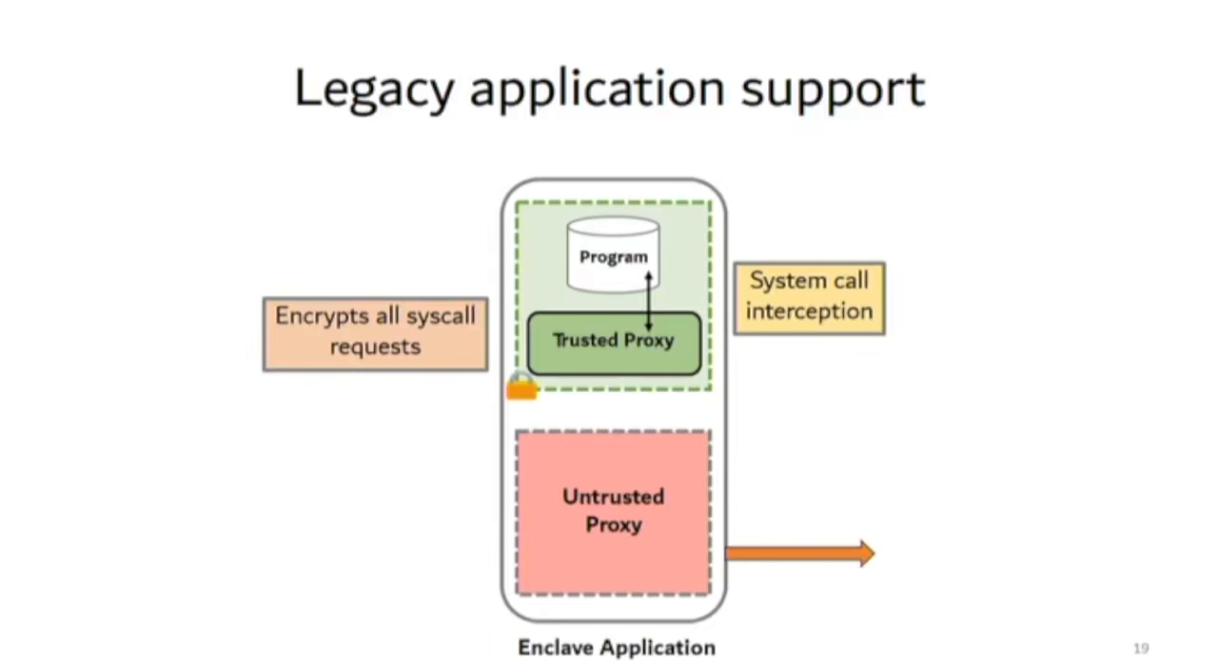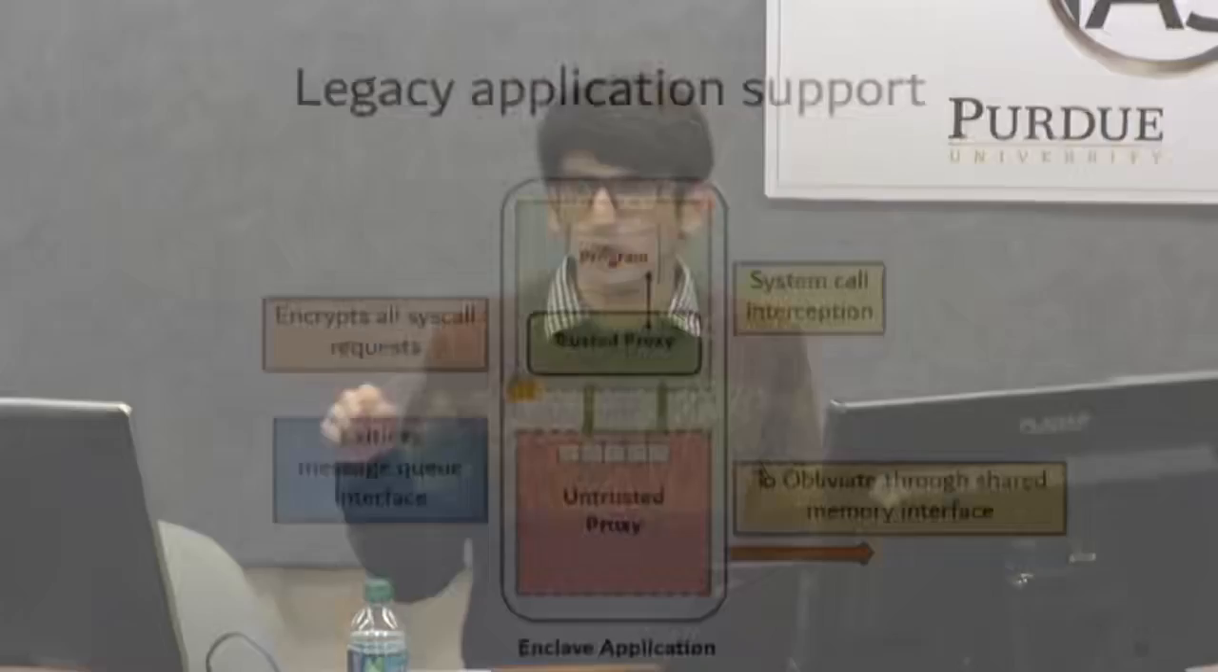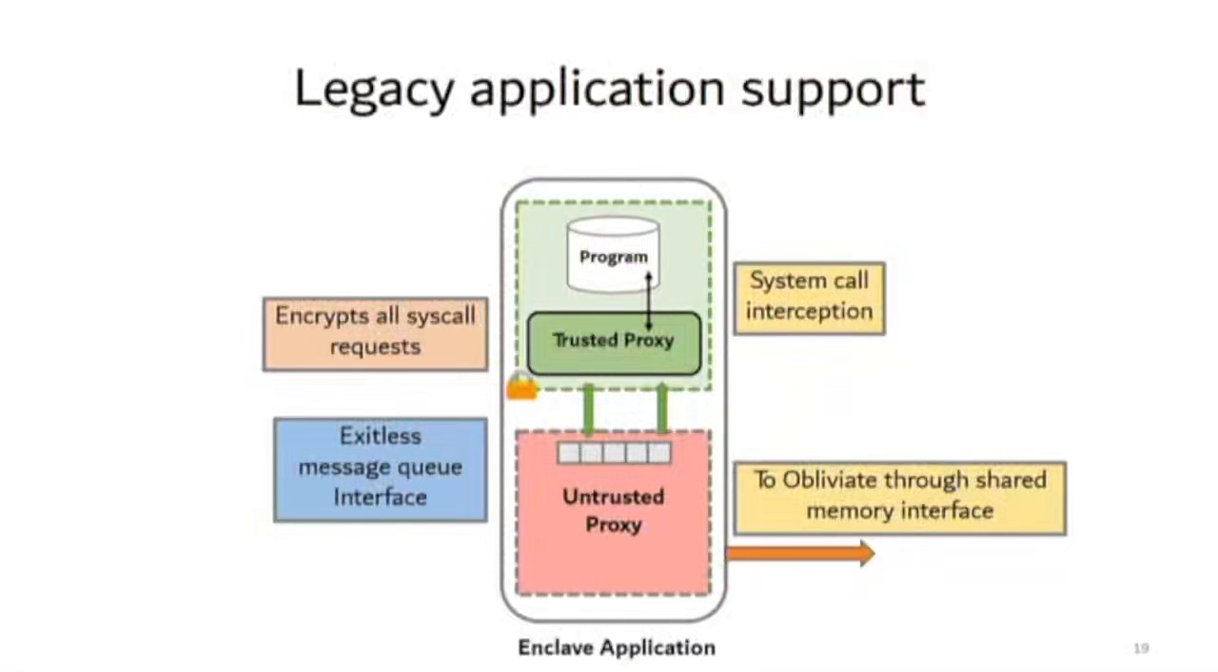What it simply does is intercept whatever system calls, especially file system related system calls. It's going to intercept those system calls, encrypt those requests in fixed size messages, and send them through to Obliviate. Now we use a term here called exitless message queue interfaces, which is sort of that.